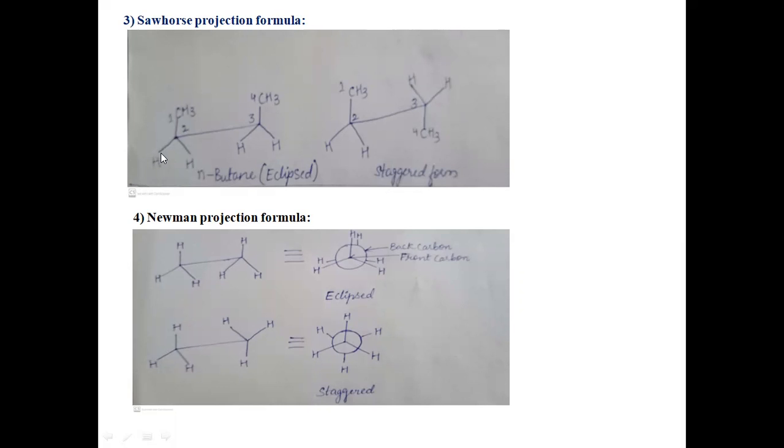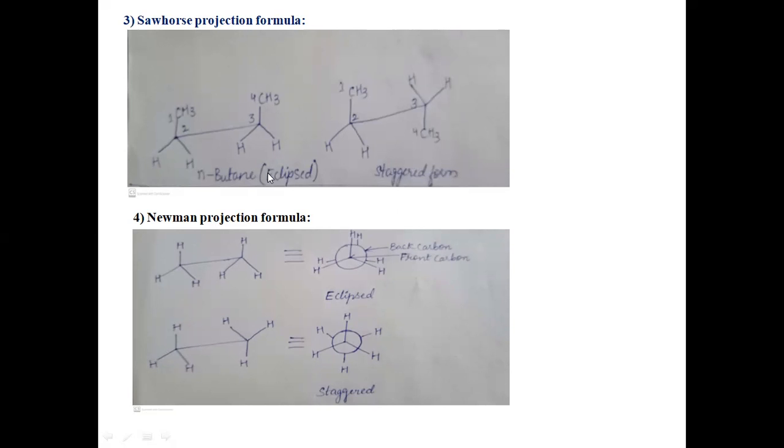In the Sawhorse projection formula, the first conformation is the eclipsed conformation, and the second form is the staggered form. In the second form, the groups on the second carbon atom and the third carbon atom are oriented away from each other. That is why we refer to this as a staggered form. See here, this methyl group and methyl group are far away from each other. So this form is called a staggered form.